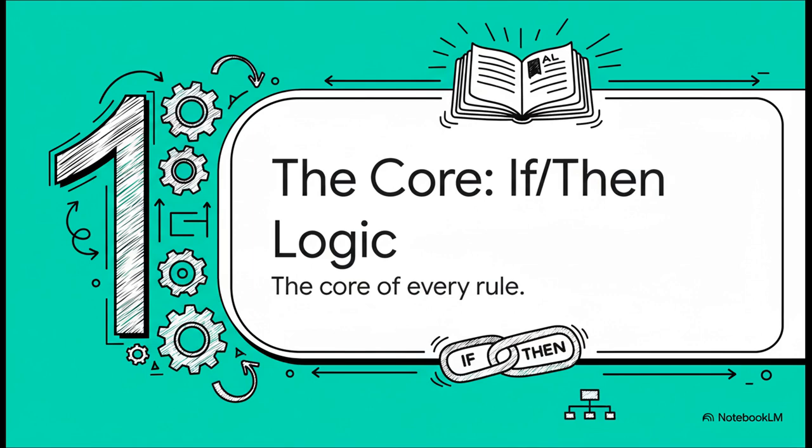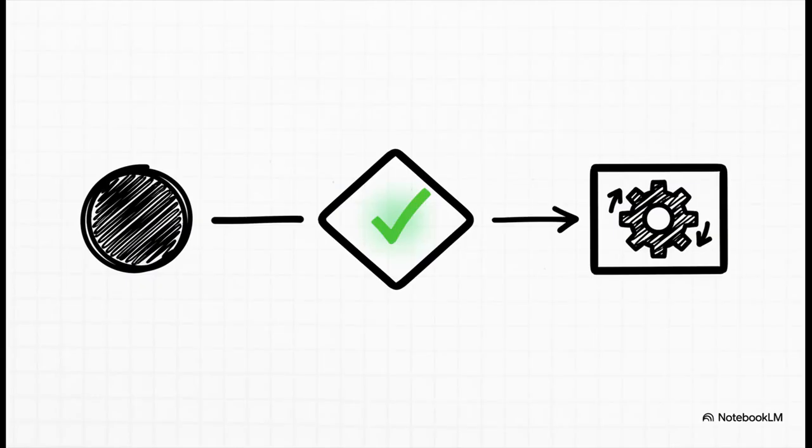All right, first up, let's get into the absolute core, the very foundation of every single rule you'll ever write in BAL. It all boils down to a super simple two-part structure. That's it. Seriously, at its heart, BAL is really just a series of if this, then that statements. You set up a condition, and if that condition is met, you define what action should happen next. This simple pattern is the building block for absolutely everything else.